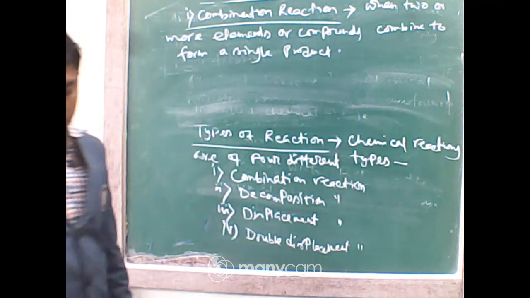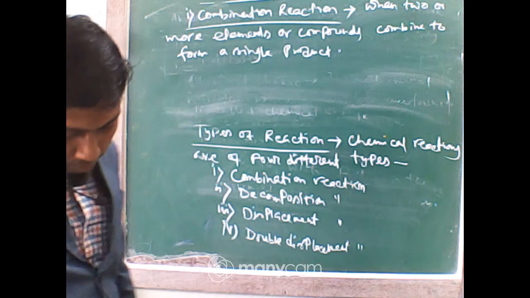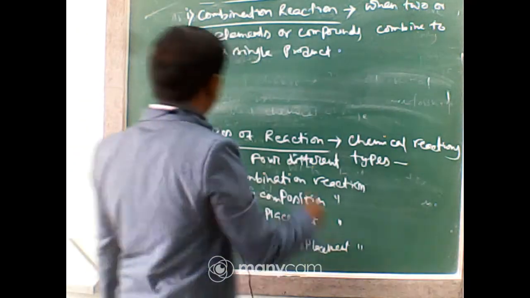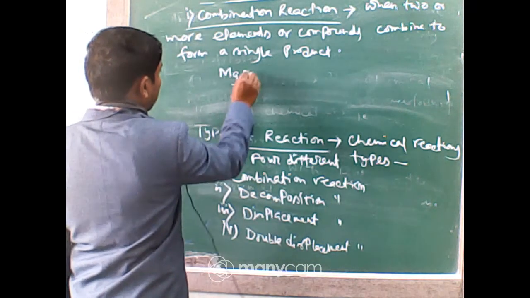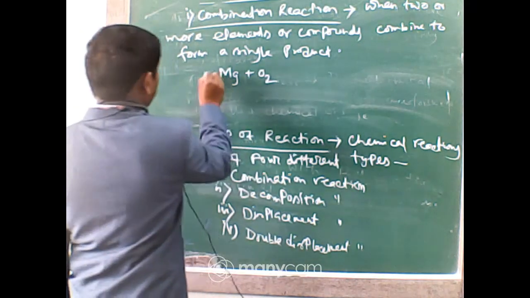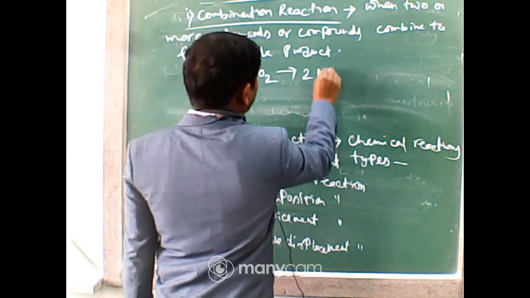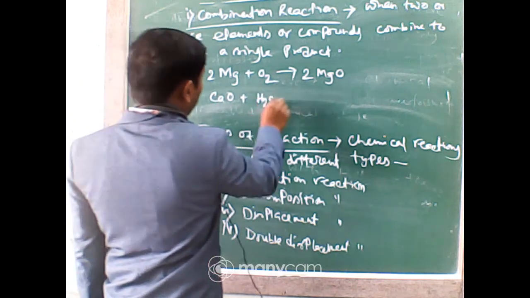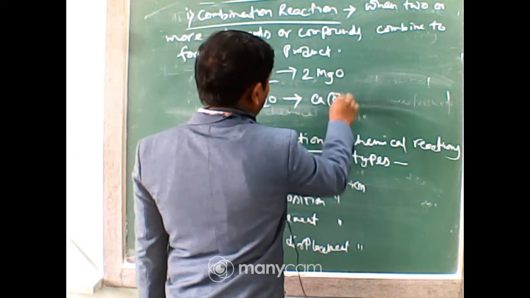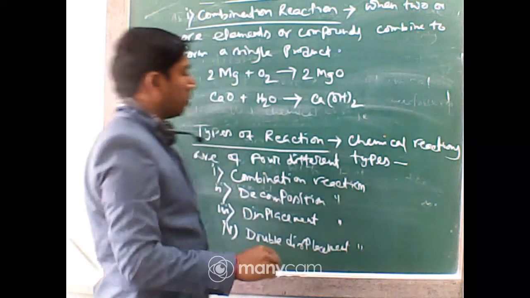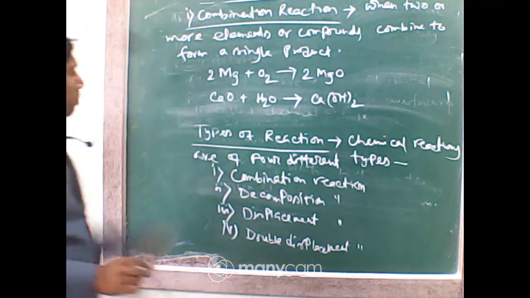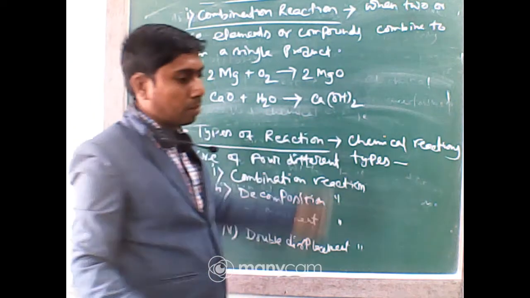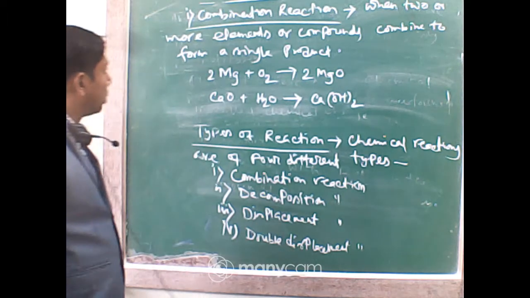Now, one example, that is Mg plus O2 giving MgO, CaO plus H2O forming Ca(OH)2. This is magnesium, oxygen, magnesium oxide, calcium oxide, water, calcium hydroxide. Okay. So this is the first one.